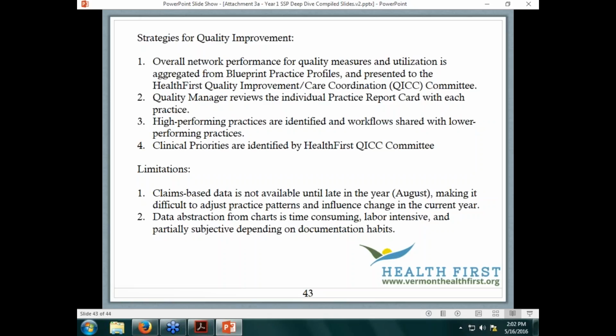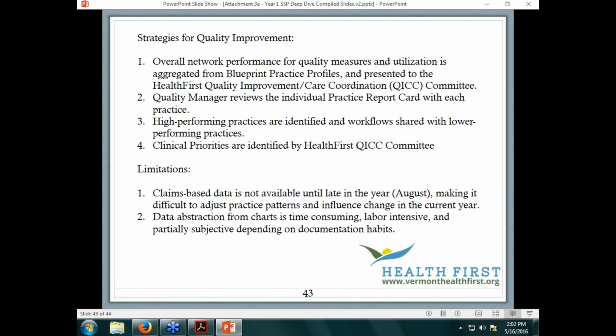Oftentimes with independent practices, workflows are so dramatically different. Office structures are completely different. Some people don't even have nurses. Some have one nurse who answers the phone. It's just very different. So workflows often don't translate directly from place to place. Everyone has a different EHR as well, which makes some work better than others, and it creates additional challenges.